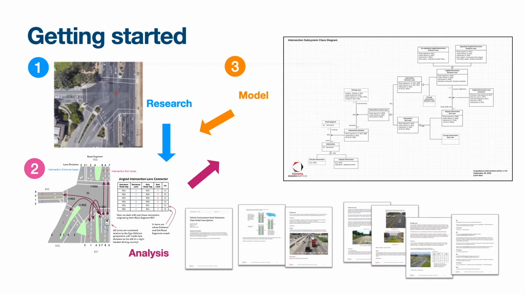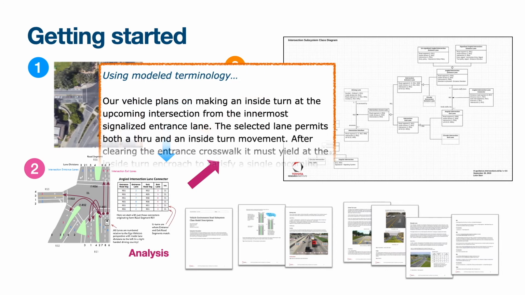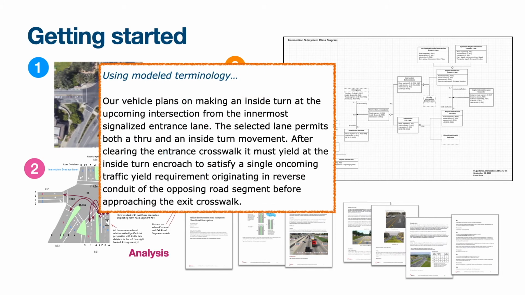Having built my models, I can describe a vehicle approaching and traveling through an intersection with eloquent precision. Here, for example, is how I might describe the activity of turning left at a signalized intersection using modeled terminology. Our vehicle plans on making an inside turn at the upcoming intersection from the innermost signalized entrance lane. The selected lane permits both a through and an inside turn movement. After clearing the entrance crosswalk, it must yield at the inside turn encroach to satisfy a single oncoming traffic yield requirement, originating in the reverse conduit of the opposing road segment before approaching the exit crosswalk.